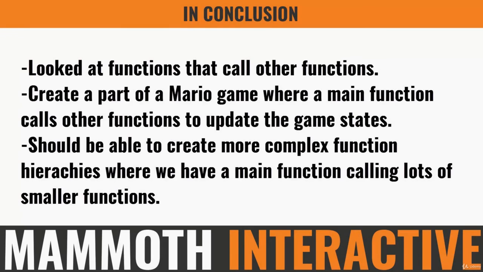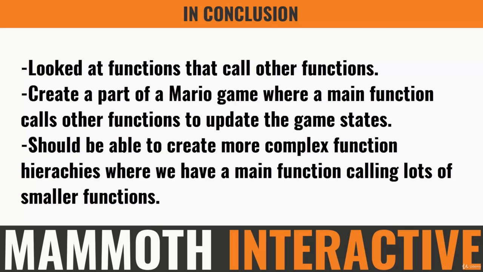In this final part of our function series, we had a little fun. So we looked at functions that called other functions. We did this by creating a part of a Mario game where there was a main function that called other little functions to update a game state. So we had the big advanced game state function, and it just basically didn't really do anything except call lots of other functions in one place. Then we had one that was updating the Goomba position, one that was checking to see if Goomba and Mario were touching, and another to see if we're alive.